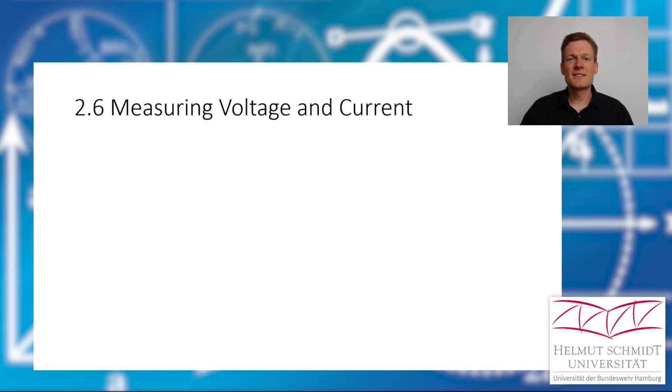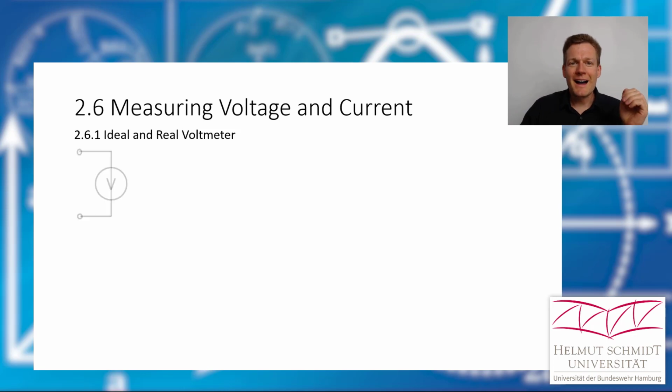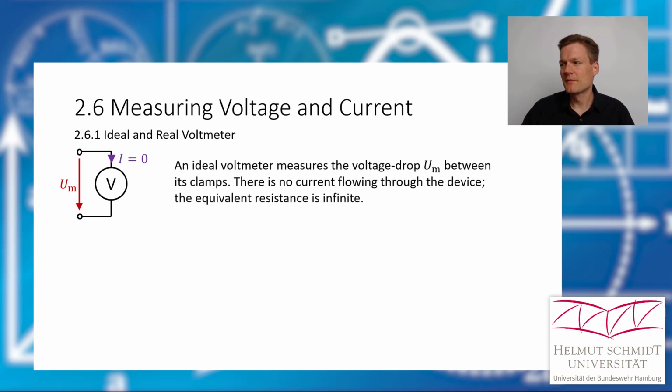Okay, now let's talk about measurements. And let's start with a voltmeter, so an instrument which can be used to measure voltages. If we had an ideal device, then this device would measure the voltage drop between its clamps, and an ideal device would have no current flowing through it. That means that the inner resistance of an ideal device is infinitely high. Okay, let's write down what I just said.